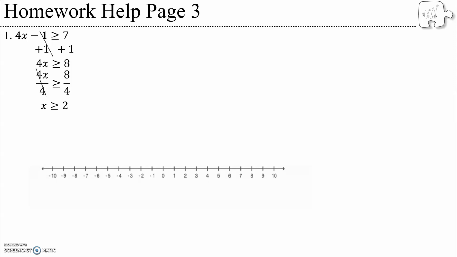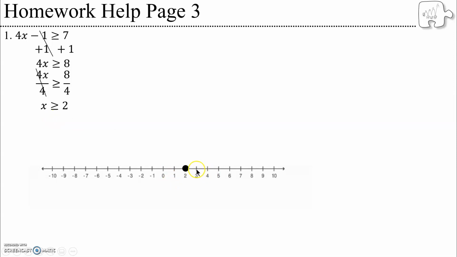Now to plot this, just to get a better understanding of what we mean, since it is a greater than or equal to, we use a filled in dot. If there was no line underneath, and it was just strictly greater than or strictly less than, then we'd use an open dot, meaning not filled in. So x is greater than 2.